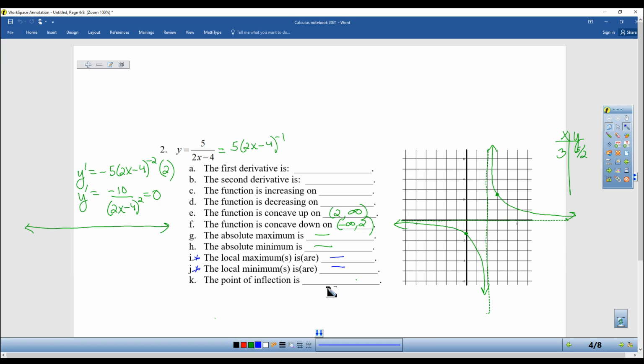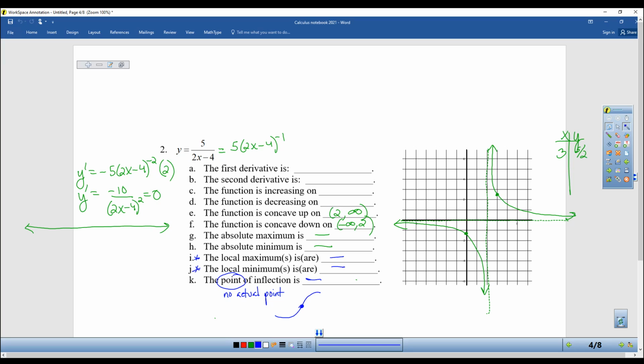Okay, point of inflection. So it does change from concave down to concave up, but there's no point. That's the key word. There's no actual point. There's an asymptote where it changes concavity, but is there a point of inflection? That means where it actually changes.